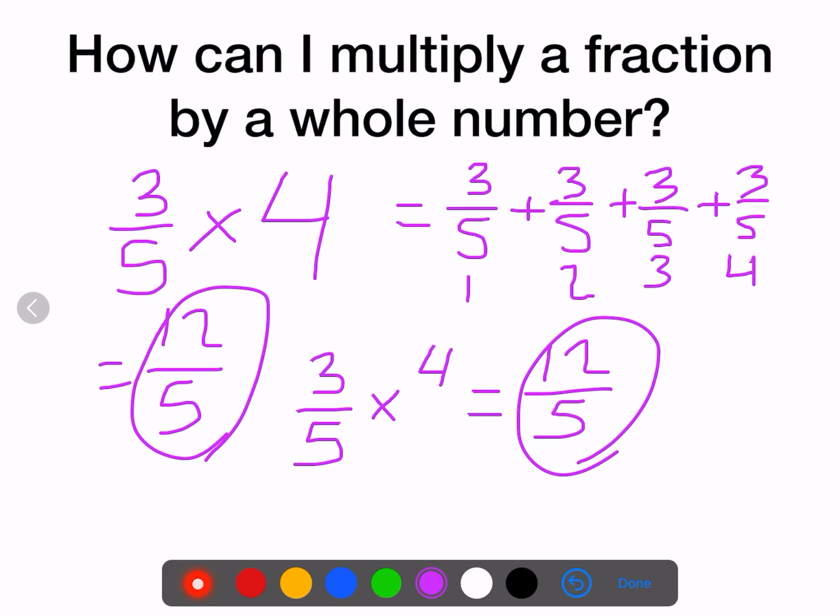So when you multiply a fraction by a whole number, you're multiplying just the numerator. Or if you want to, you can think of it as 4 with a denominator of 1. So it would be 3 times 4 is 12, 5 times 1 is 5.